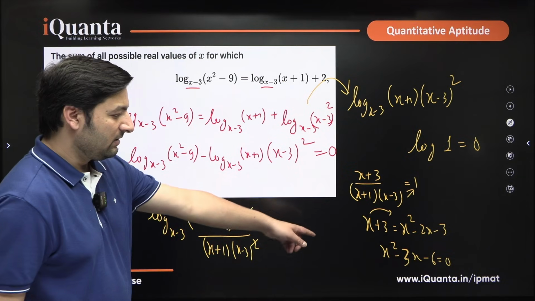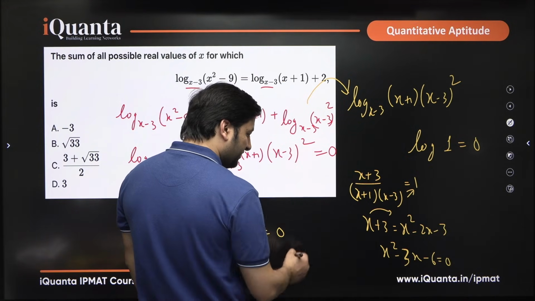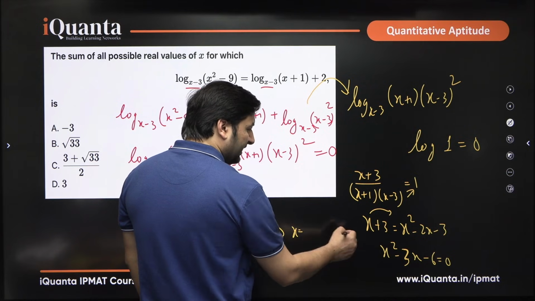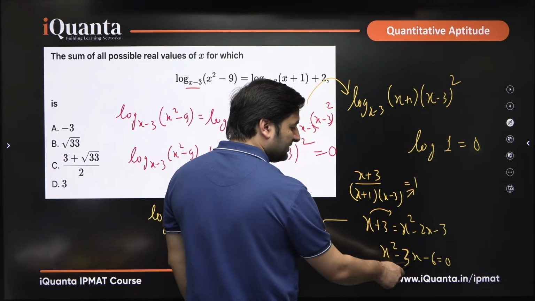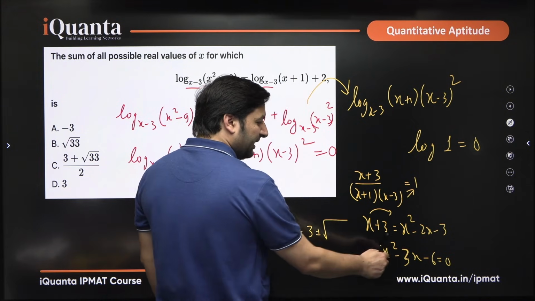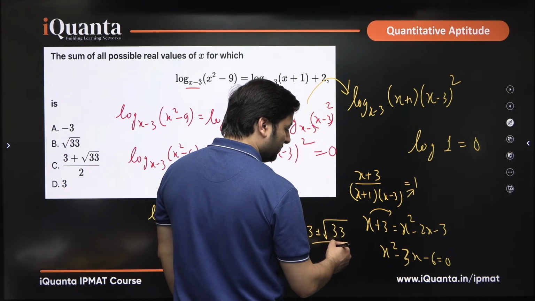Yes or no? This is the quadratic equation, we cannot factorize it. Let us find out the roots using the Shridharacharya formula. x equals minus b, so minus b is 3, plus minus under root of b square minus 4ac. b square is 3 square, 9, minus 4ac. So 9 plus 24 is 33, divided by 2a, so 2.